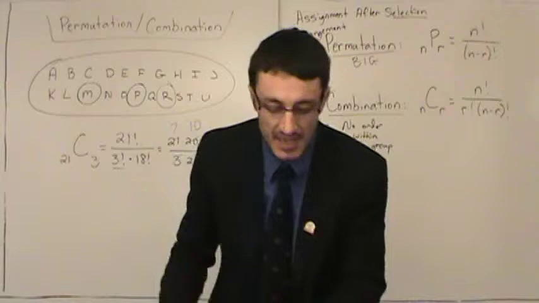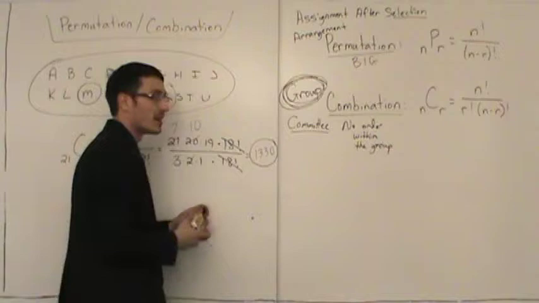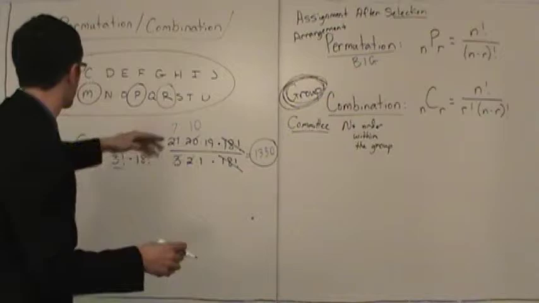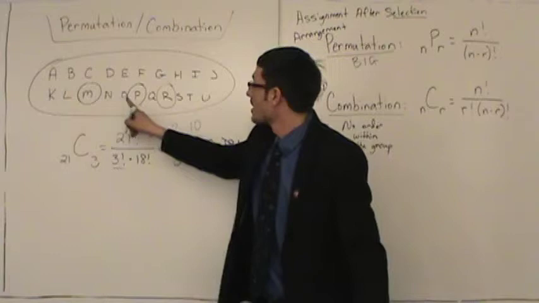What am I talking about? Well, we've established how many groups of 3 there are in 21. There's 1,330 groups of 3 in 21. So what I'm going to do is pick a group. Let's go back to the group that we chose before. Let's say we choose, again, Michael Jordan, the President of the United States, and Russell Wilson.